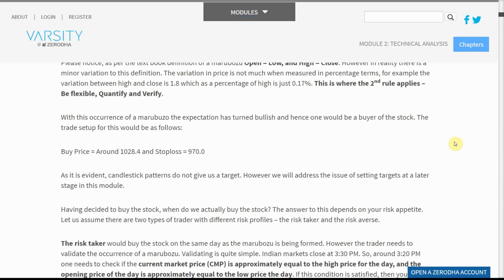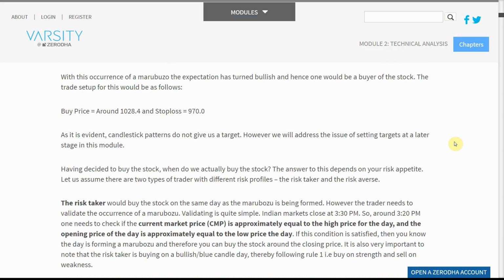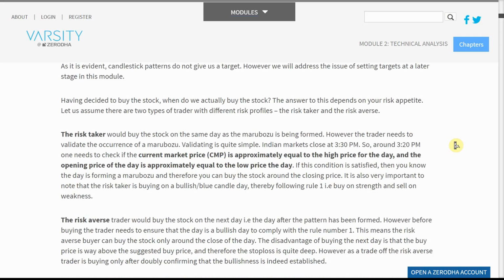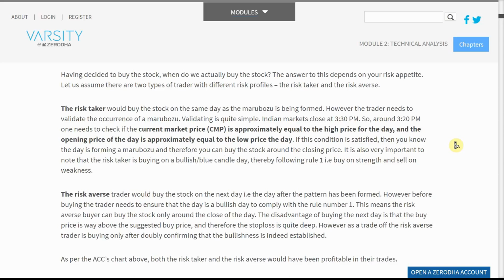As is evident, candlestick patterns do not give us a target. However, we will address the issue of setting targets at a later stage in this module. Having decided to buy the stock, when do we actually buy the stock? The answer to this depends on your risk appetite.